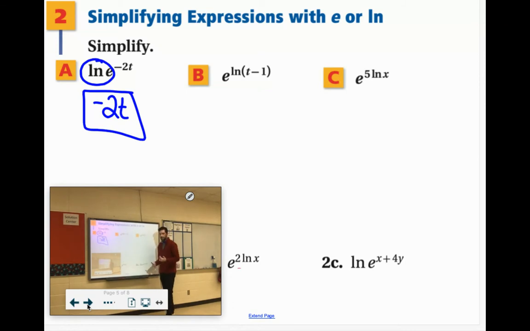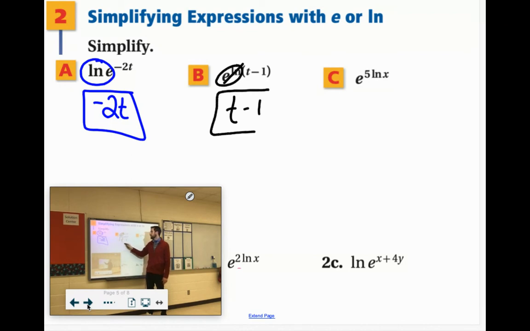ln and e cancel each other out, regardless of the order they're in. So this is e raised to the ln power. Again, those will cancel each other out, so we're just left with t minus 1. Still pretty easy. It's going to get tougher.